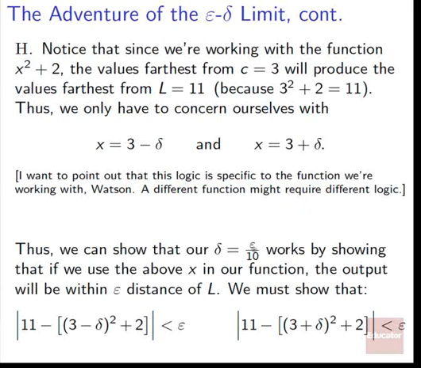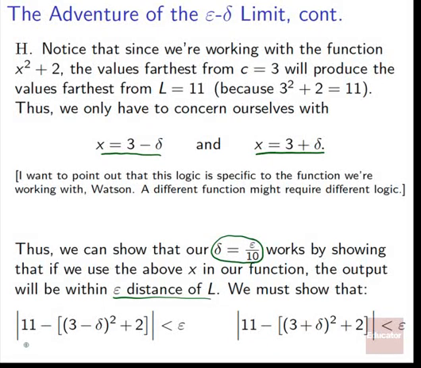Thus, we can show that our delta equals epsilon over 10 works by showing that if we use the above x, that is x equals 3 minus delta and x equals 3 plus delta, if they both work in our function for being within epsilon of L, we know without a doubt that our delta will always work because it worked for the most extreme possible values.